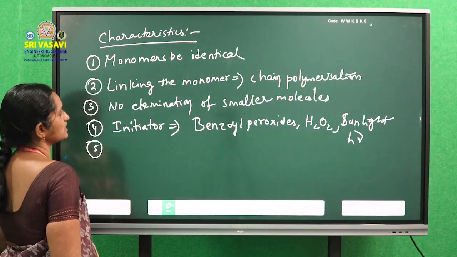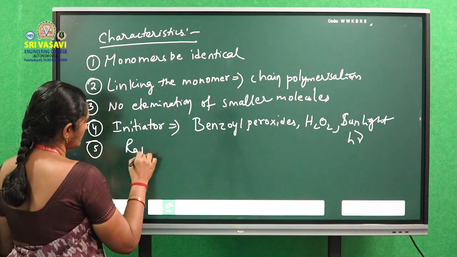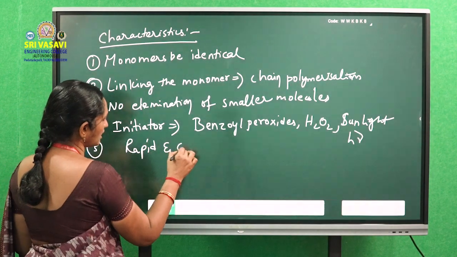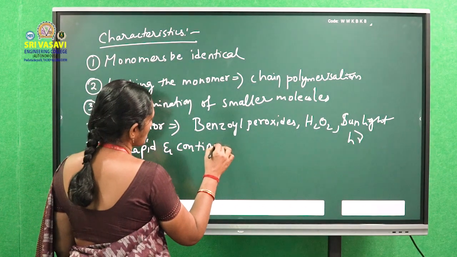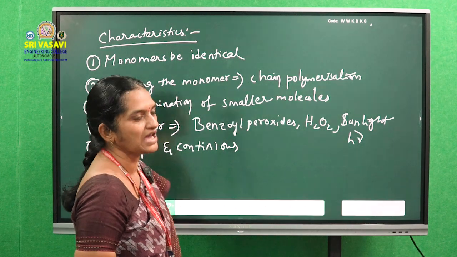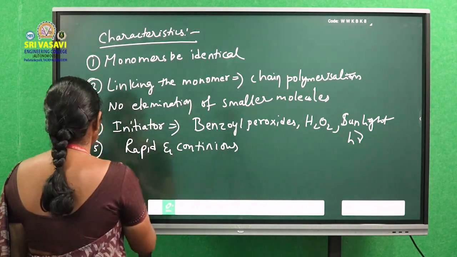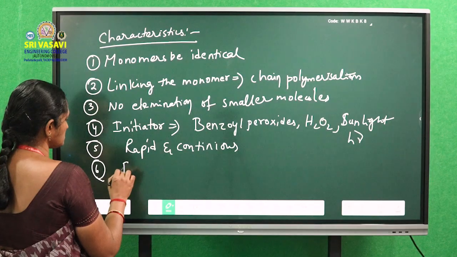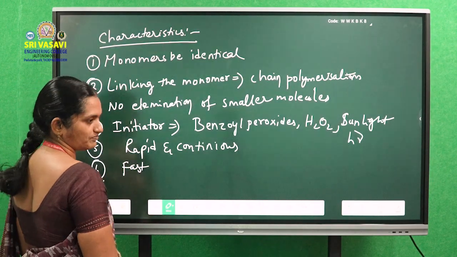Next, once the addition polymerization starts, it is always rapid and continuous. It takes place just like linking the monomers. It takes place rapidly, and it is a fast process; it doesn't take much time.